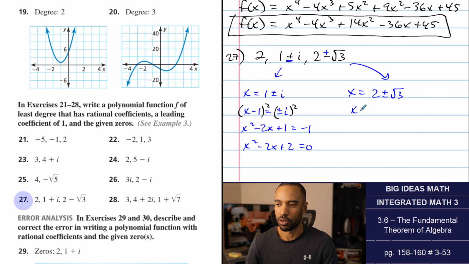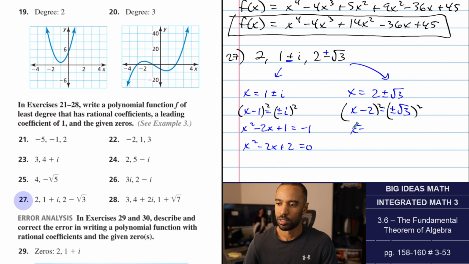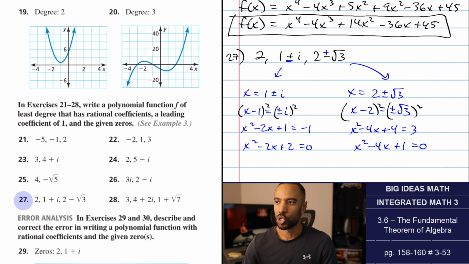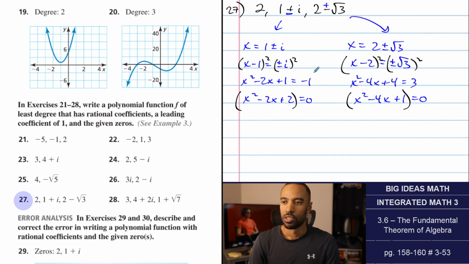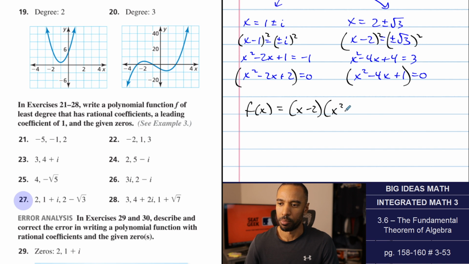Same thing, isolate the radical. Square both sides. This expands to x squared minus 4x plus 4. And root 3 squared, positive or negative, is a 3. Subtract the 3 over, you get x squared minus 4x plus 1 equals 0. So these are two of your factors, and you still have a third factor, remember, in x minus 2. So now we'll have x minus 2 times this trinomial times this trinomial.